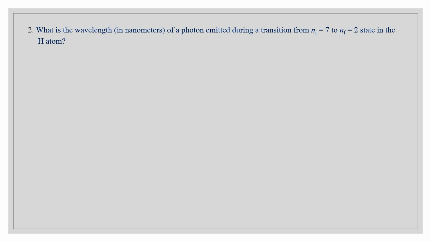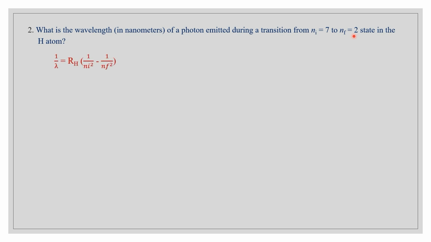Let's move on to question number 2. What is the wavelength in nanometers of a photon emitted during a transition from the initial level, the 7th energy level, to the final energy level 2? So the electron jumps from 7 to 2, and we want the wavelength for that emission.